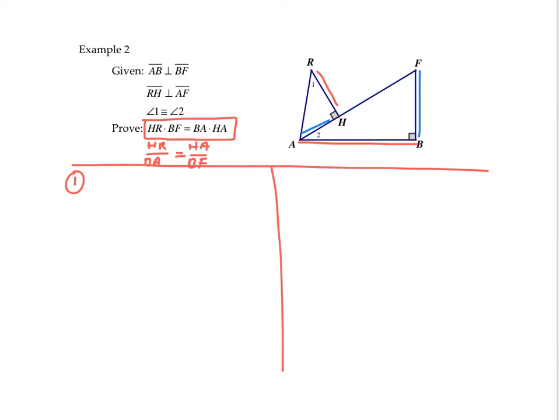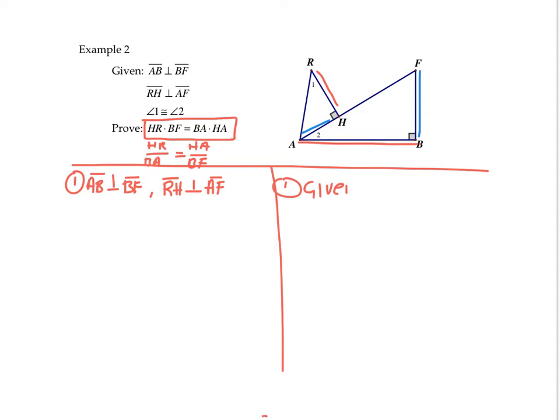Okay, so we have to prove the triangles are similar, then we have to set up a proportion, and then we have to cross multiply. Okay, so we've got a lot to do. In step 1, go ahead and say that line segment AB is perpendicular to line segment BF, and line segment RH is perpendicular to line segment AF. We know this because it's given.